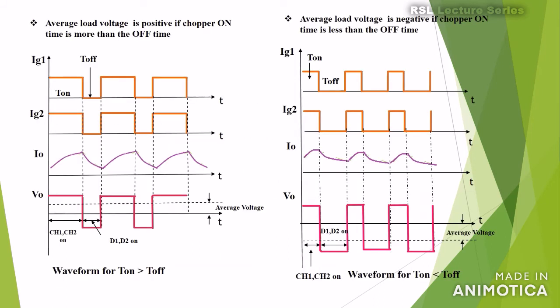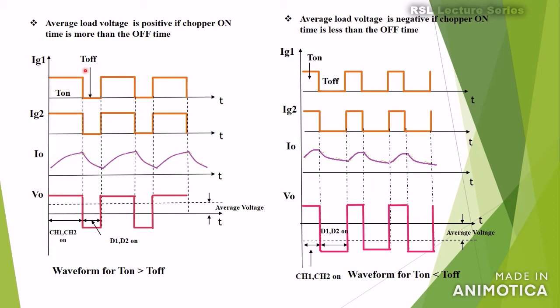So now we'll discuss the waveform. Here the average voltage can be both positive as well as negative. If we want the average voltage to be positive, then the on time of the chopper should be more than the off time. So this is the waveform for on time greater than off time. Here Ig1 is the gate pulse given to chopper 1 and Ig2 is the gate pulse given to chopper 2. So in this case, T on is more than T off.